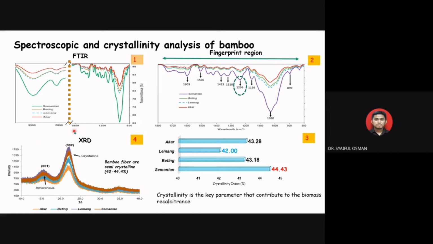And here, this figure shows the XRD pattern of the bamboo fiber and the existence of two diffraction angles indicated here, indicating that the bamboo fiber is semi-crystalline, with a crystallinity index between 42 and 44.4%. So the XRD result can give us information about the crystallinity, the crystal size, and the degree of crystallization. This is a very important characteristic as it is closely related to the fiber strength, properties, elongation, modulus, and also the density of the bamboo fiber.